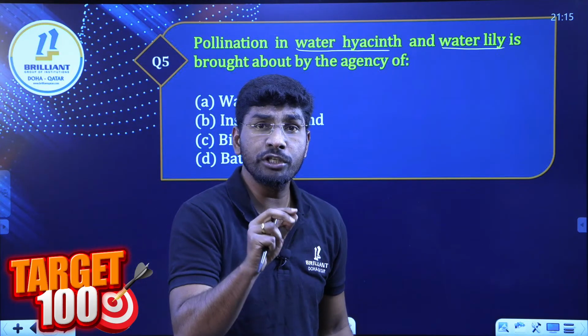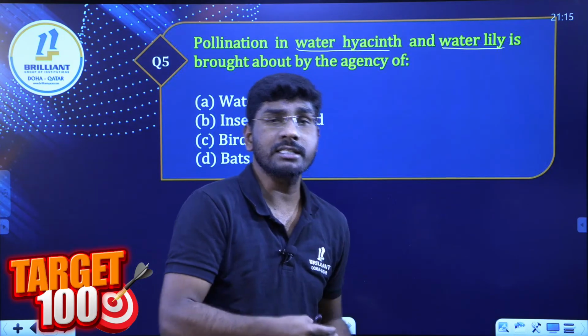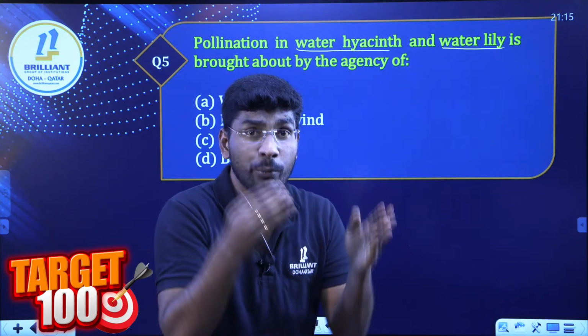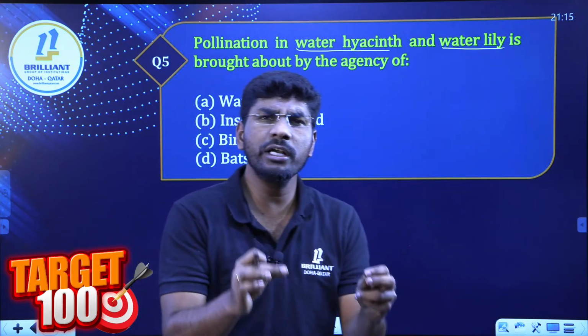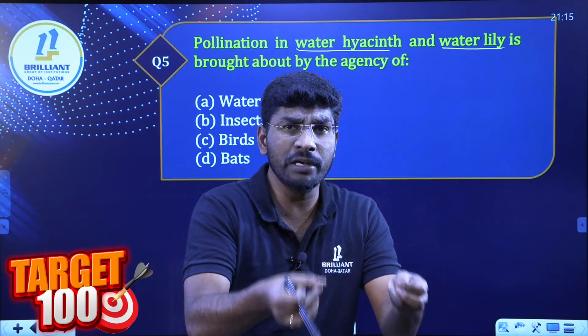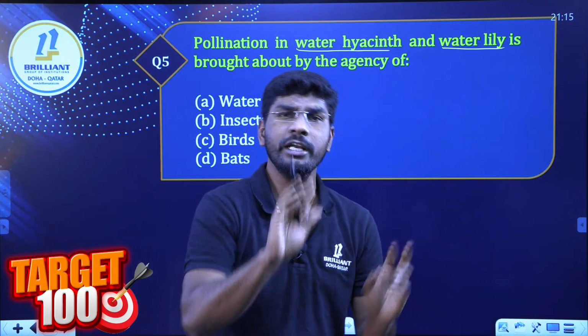It is not only for MCQ, this can come for the 2 mark question also. Why? Water hyacinth and water lily, they are aquatic plants. If you carefully read the NCERT, it is given. Aquatic plants are hydrophilic. That means water pollination is very rare. Water pollination is very rare.